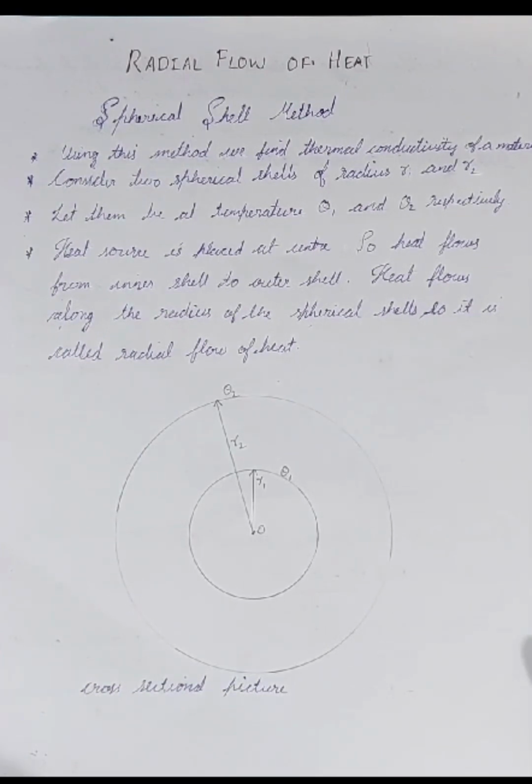Heat source is placed at the center, so heat flows from inner shell to outer shell. Heat flows along the radius of the spherical shells, so it is called radial flow of heat. Here is what I have drawn, a cross-sectional picture.